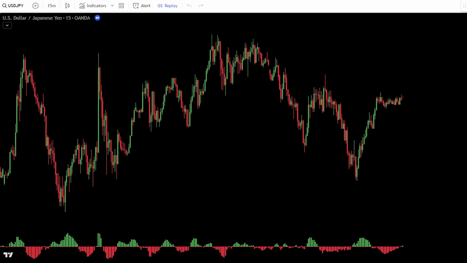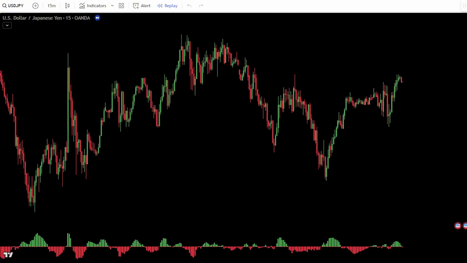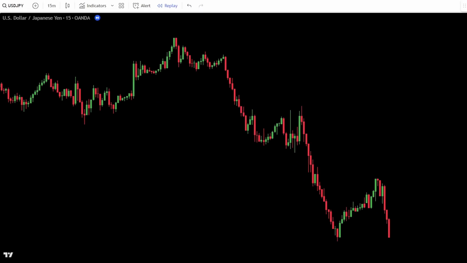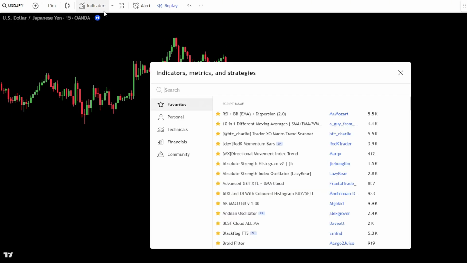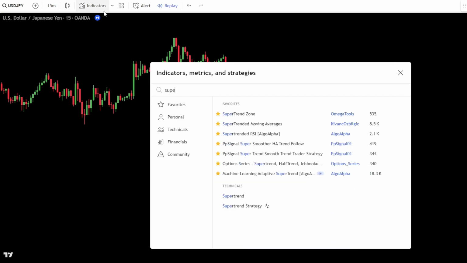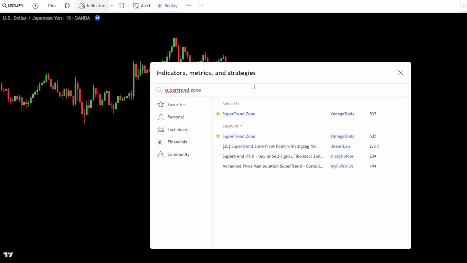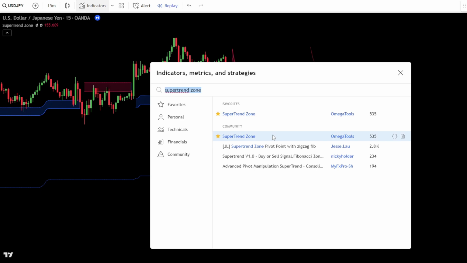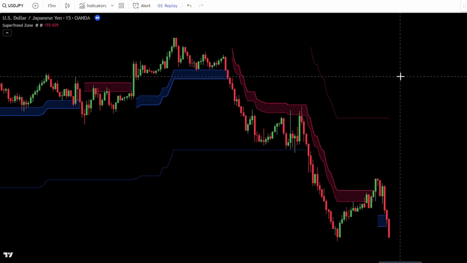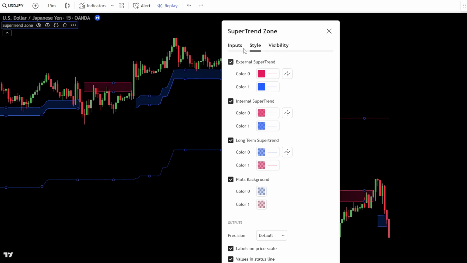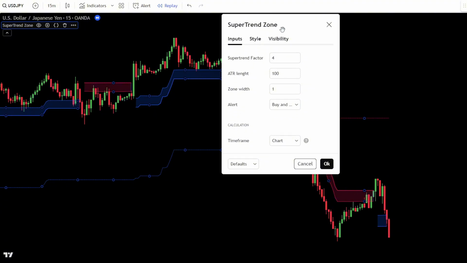First, go to Tradingview and then navigate to the Indicator Search tab. In the Indicator Search tab, type Supertrend Zone. Next, select the Supertrend Zone indicator from Omega Tools. After that, adjust the settings of the Supertrend Zone indicator. In the Input tab, change the Supertrend factor number to 6.